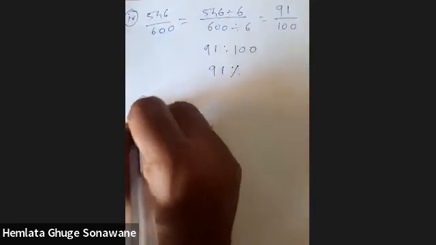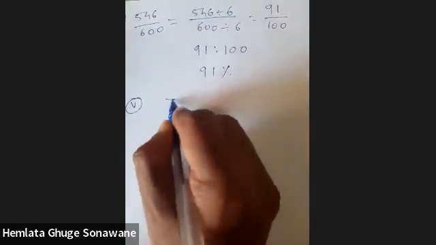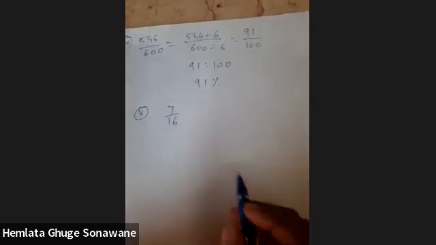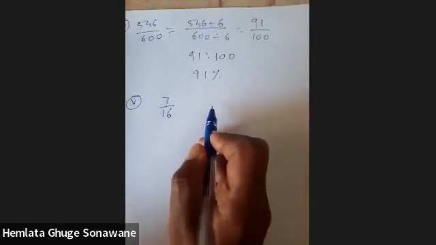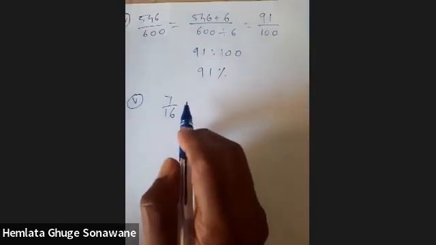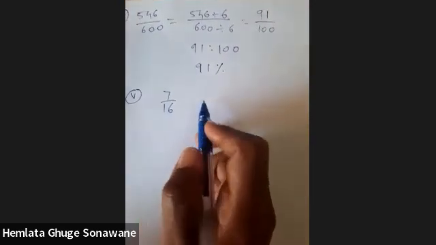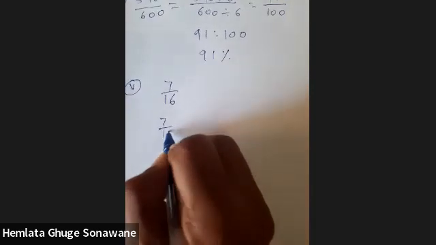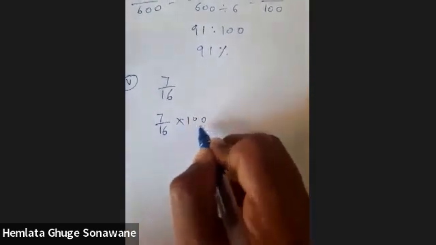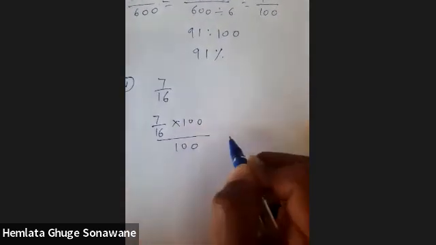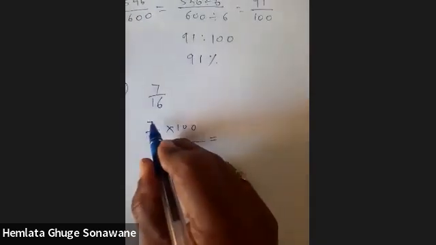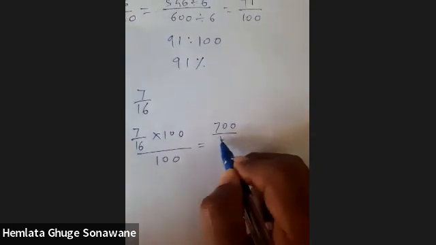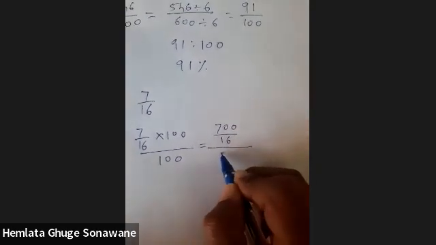Fifth example of question number 5, that is 17 upon 16. Now there is no number by which we'll multiply 16 so that we'll get 100. So here we'll multiply by 100 and divide by 100. So it becomes 17 upon 16 into 100 upon 100. So we'll multiply 17 with 100, that is 700 upon 16, divided by 100.